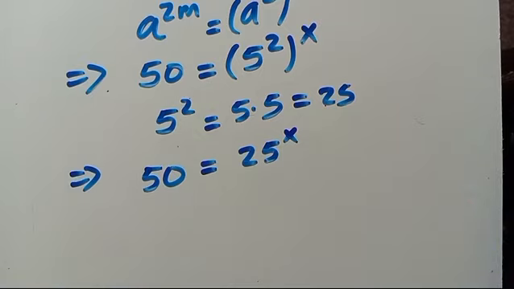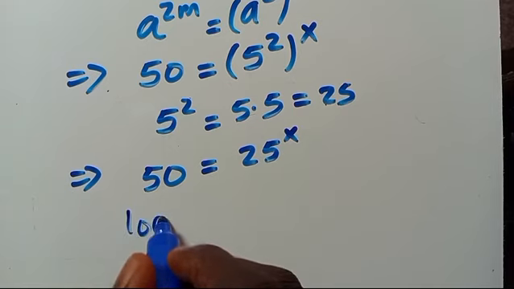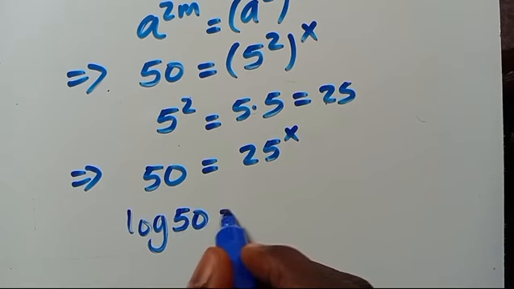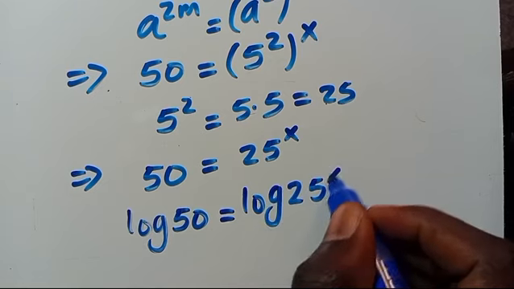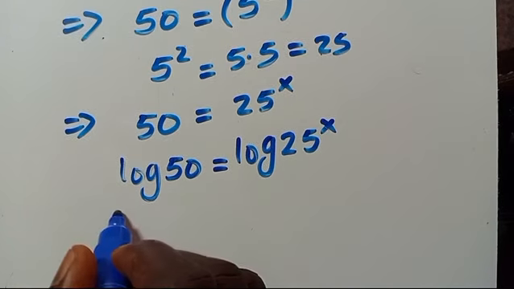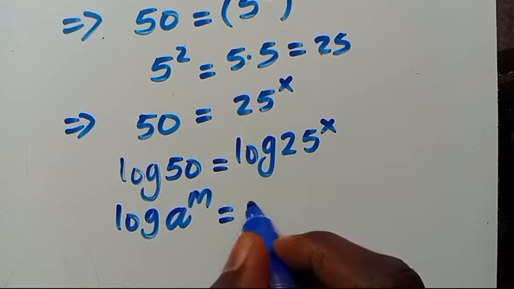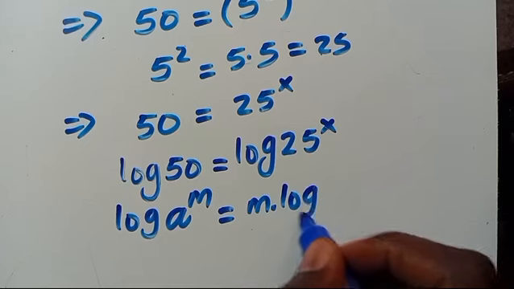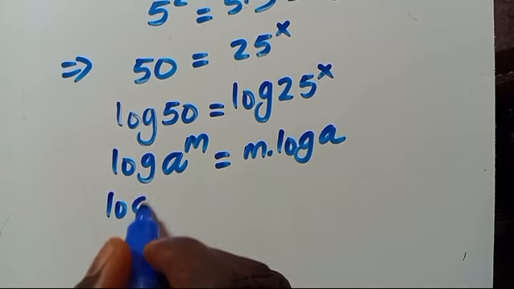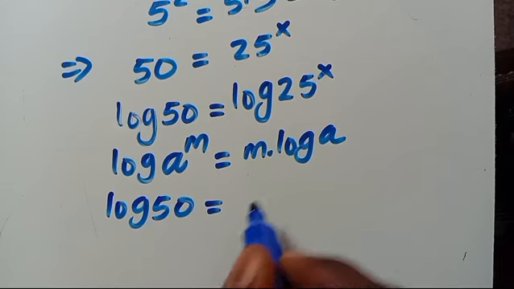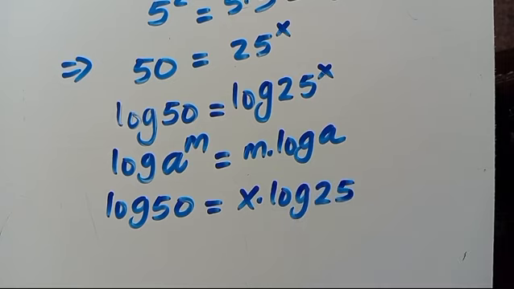Then from here, let us introduce log to both sides of this expression. So we are going to have log 50 equals log 25 to the power of x. Then when you have log of a to the power of m, you can have it as m times log a. So we have log 50 equals x times log 25.